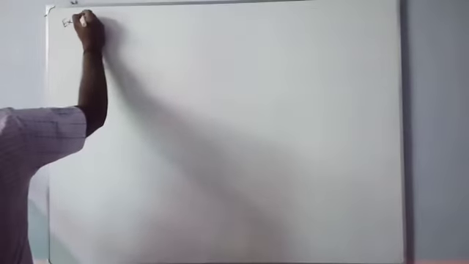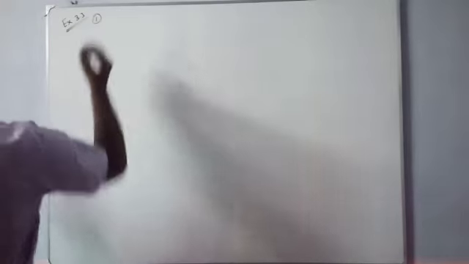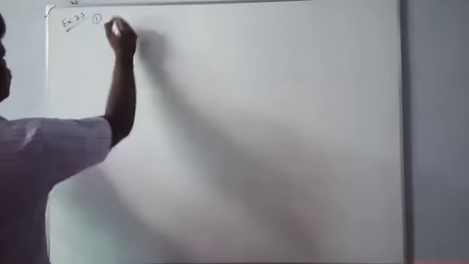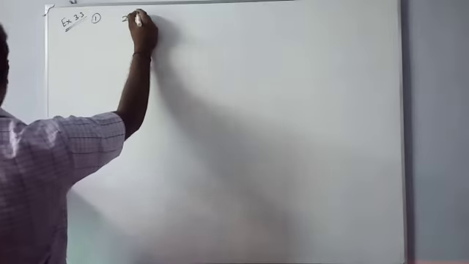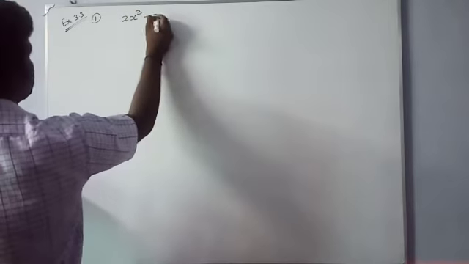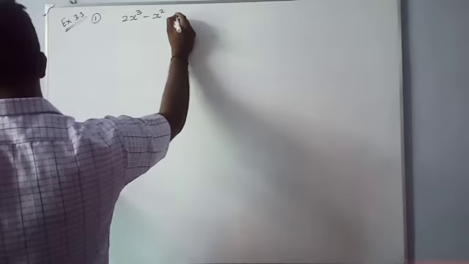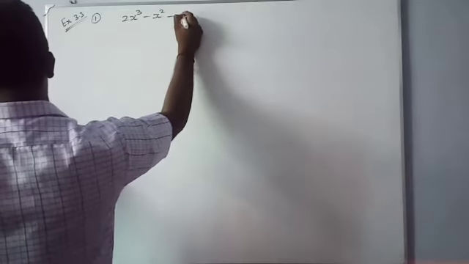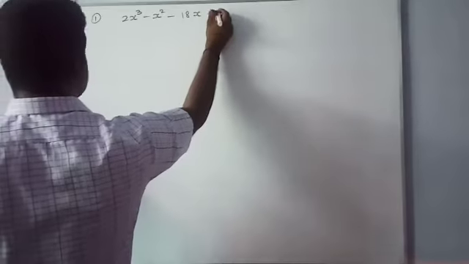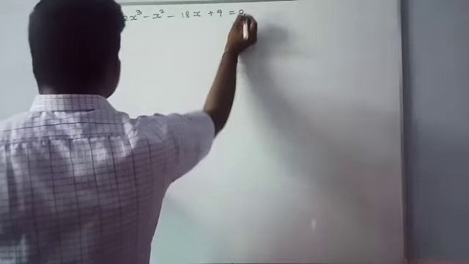Now exercise 3.3. Exercise 3.3, first question. Solve the cubic equation 2x cube minus x squared minus 18x plus 9 equal to 0.